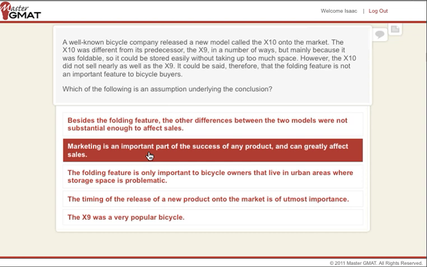Well, if the author assumed marketing was important, he or she wouldn't have come to a conclusion that ignores marketing and puts all the blame for the X10 sales on the folding feature. So marketing kind of throws it off a little bit over here.